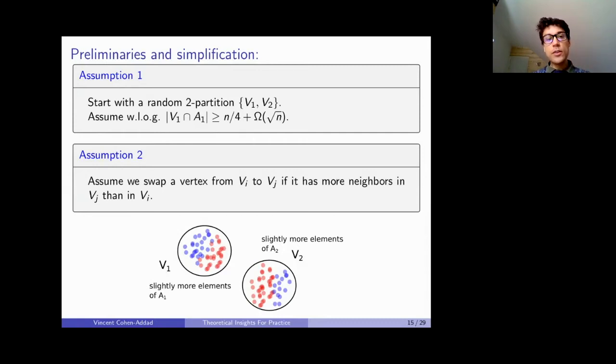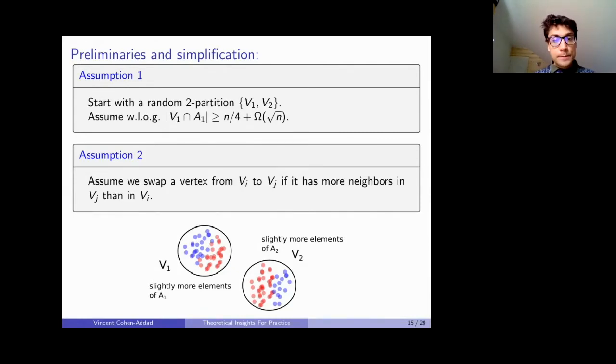So assumption 1 says that, okay, let's start with a random 2-partition, V1, V2, of equal size. And we assume without loss of generality that V1 has slightly more vertices of A1 than of A2. But of course, we don't know which one is V1, which one is the one that has more. But we just say that one of them has slightly more of A1. And what we say is that it's of course not 51%, because if it's 51%, then it's part 2, we're happy. But it's like 50% plus square root n, which is tiny. It's like what we get if you take a random 2-partition, which you would get with constant probability.